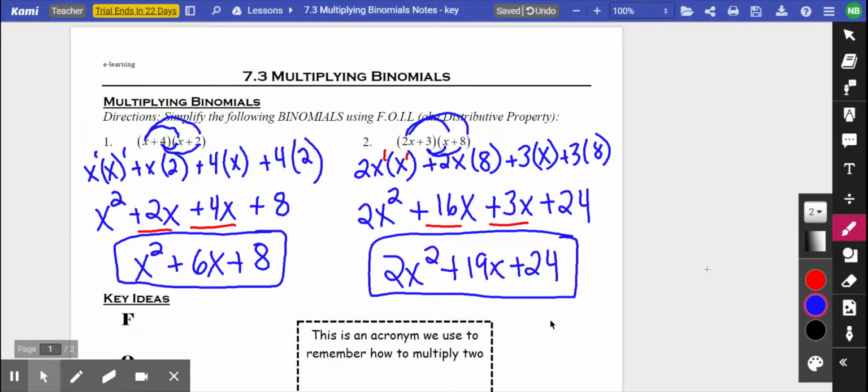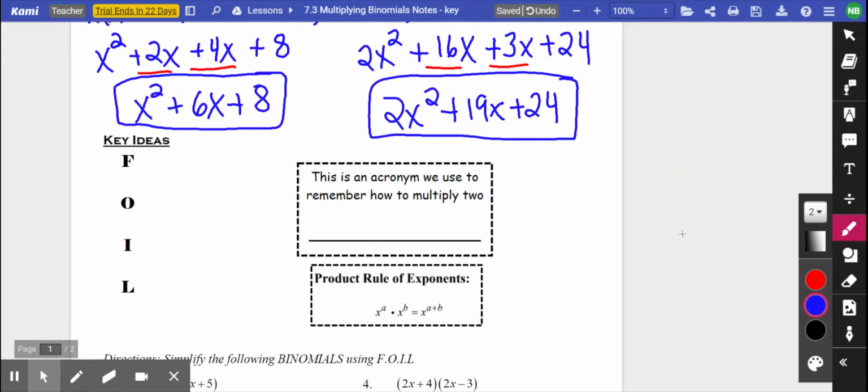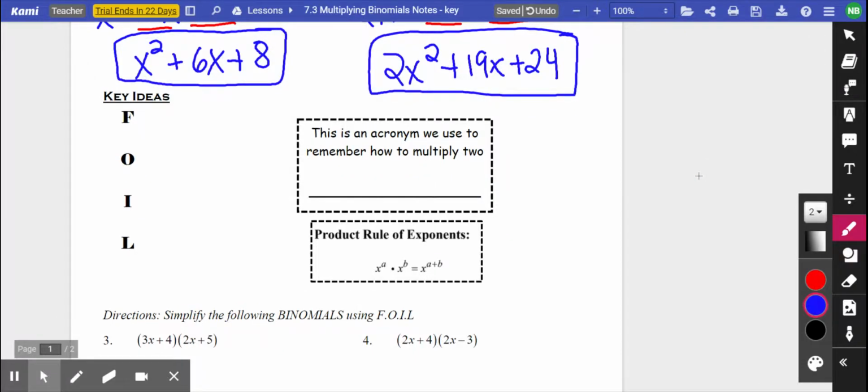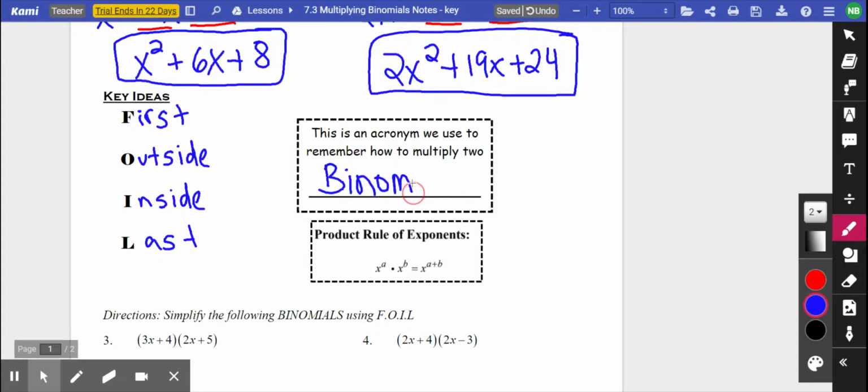All right, so let's take a look at some of these key ideas that helped us simplify this problem. The key ideas are these 4 letters: F-O-I-L, for first, outside, inside, and last. That just tells me the order to multiply: my first terms, my outside terms, my inside terms, and my last terms. All right. And this is an acronym that we can use to remember how to multiply two binomials. And this really only works for binomials.